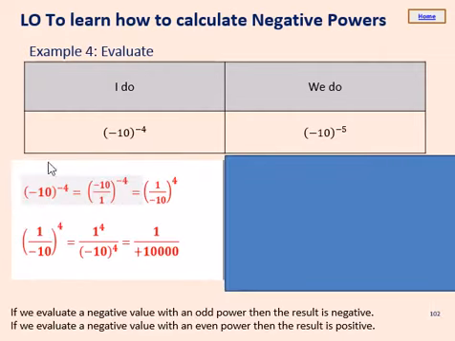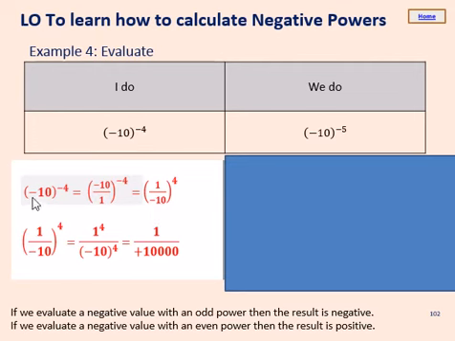Okay, so this time we've got negative 10 to the power negative 4. But again, it's just the same process, except we've got a negative number in the bracket, but that doesn't change what we do. We still have to turn this into the inverse, so 1 over negative 10 this time, to get rid of the negative power.